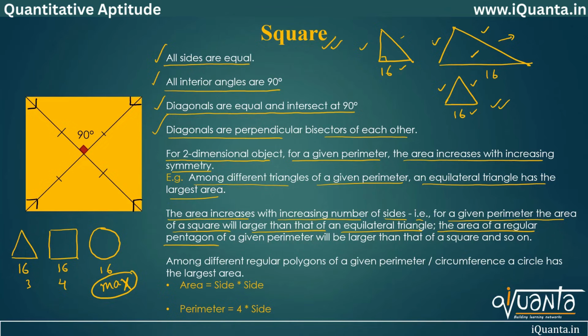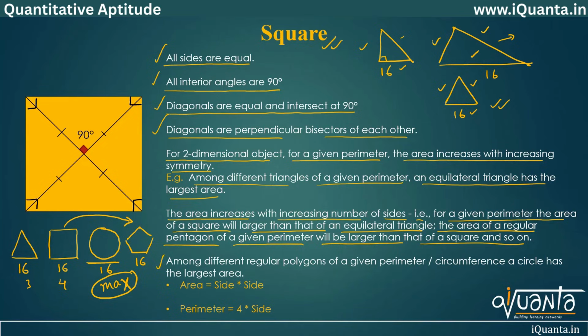The area of a regular pentagon of a given perimeter will be larger than that of a square and so on. If I include a regular pentagon here, and assume that it also has perimeter 16, then the area of this pentagon will be greater than the area of this square, but not greater than the area of this circle, because a circle has infinite number of sides.